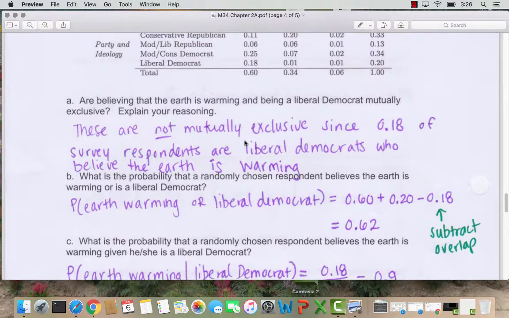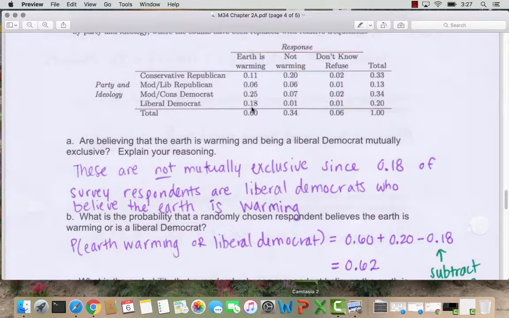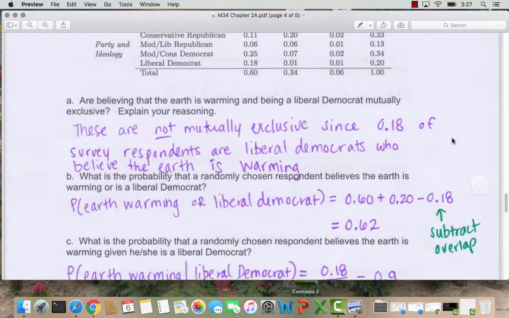Question B asks, what is the probability that a randomly chosen respondent believes the Earth is warming or is a liberal Democrat? So we can add up the 0.60 total who believe the Earth is warming plus the 0.20 row total of the liberal Democrats. But then we need to subtract out this 0.18 because notice that 0.18 got double counted. It got counted in this column total and in the row total. So we don't want to be double counting, so we subtract out the overlap and we get 0.62. You could have also come here and added up all these values and then, making sure not to overlap, added up these other values, and you would have gotten the same result.